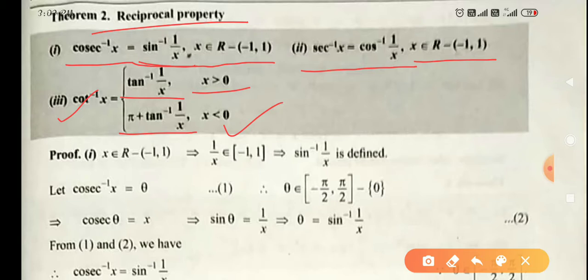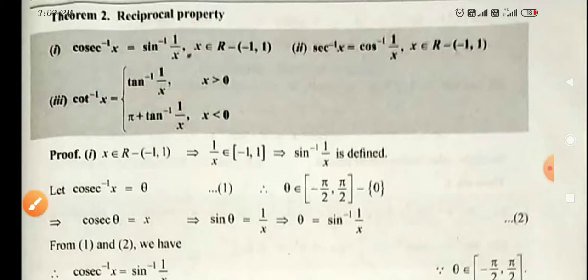The condition is there. And pi plus tan inverse 1 upon x if x is less than 0. So these things you have to keep in mind. If in the question any need of conversion is there, you can apply this reciprocal property and convert. But you have to remember the condition: in the first case x must belong to any real number except the values between minus 1 and 1. Next property is coming. Examples also I will take based on these properties, but first you understand all the properties.